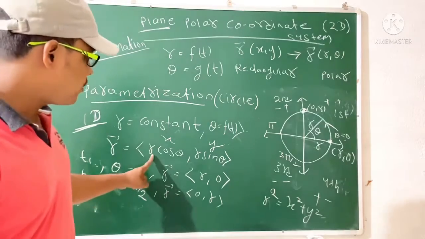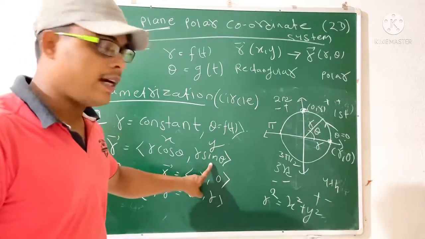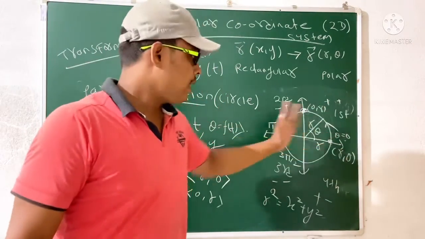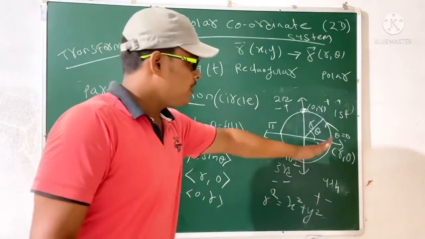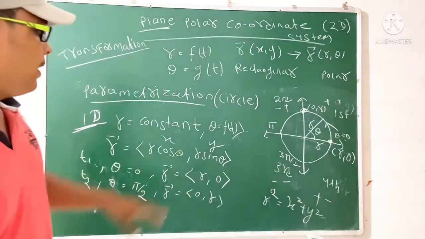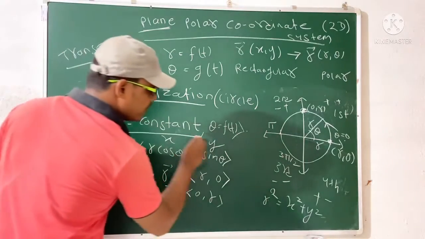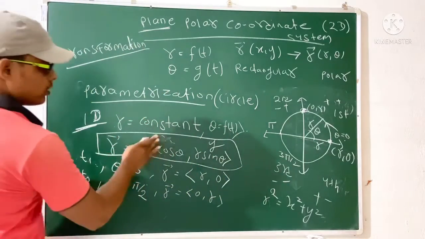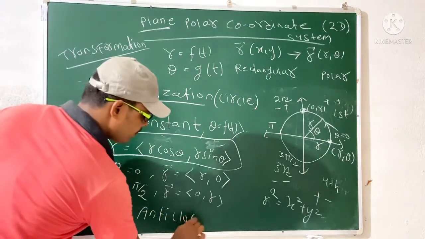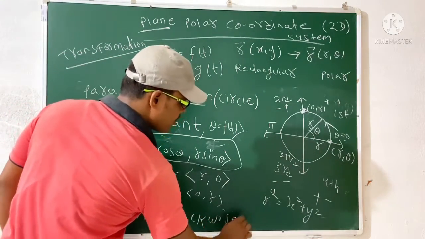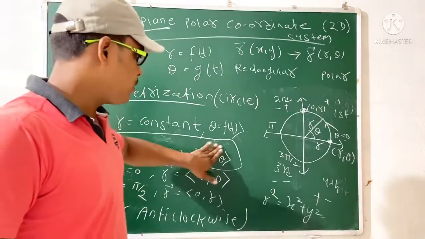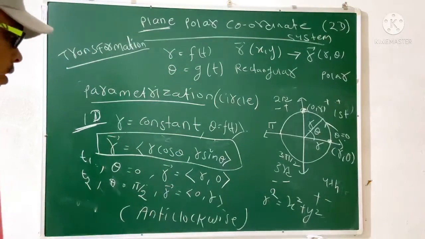But remember, you can take this as r sin theta and this one as r cos theta also. That will change the direction only. If this is moving anti-clockwise, then that will move clockwise. So this is the parameterization for anti-clockwise sense. Remember, this parameterization of position will give you anti-clockwise sense.